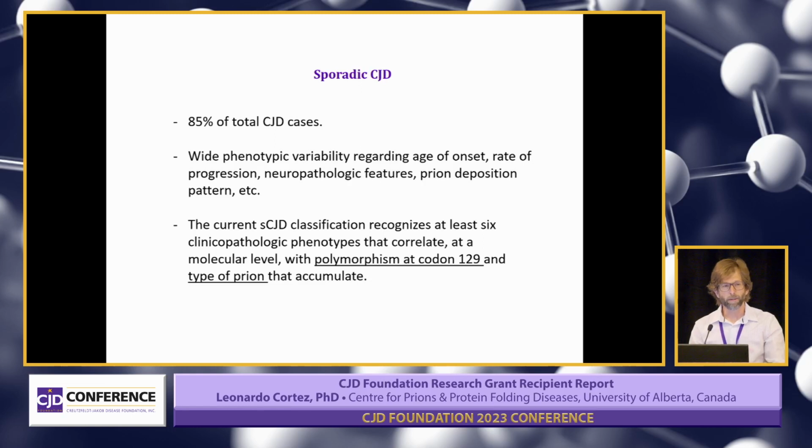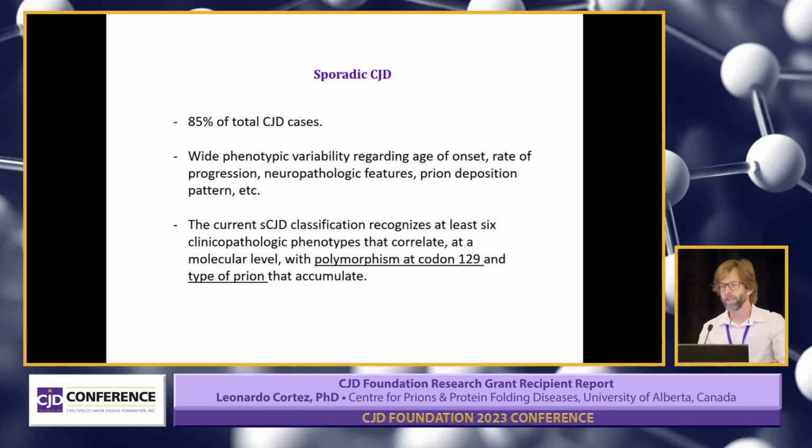We decided, with the support of the CJD Foundation, to apply this approach to the study of sporadic CJD prions. As you heard during the talks this morning, sporadic CJD is the most common form of CJD. It represents almost 85% of total CJD cases. And sporadic CJD has a wide phenotypic variability regarding age of onset, rate of progression, neuropathological features, and also different depositions of prions in different parts of the brain.